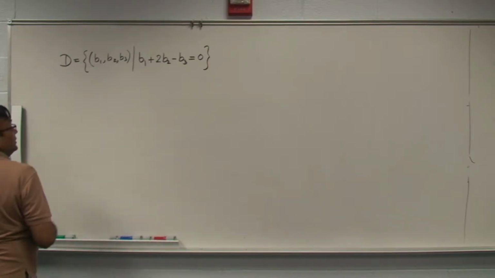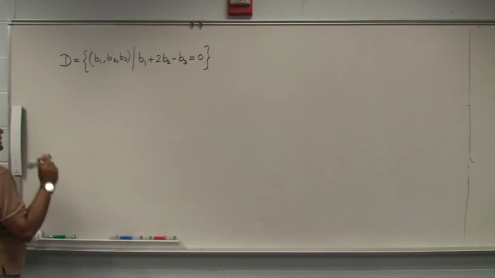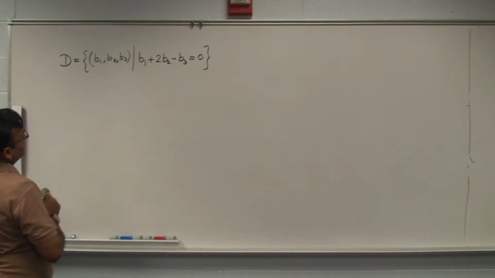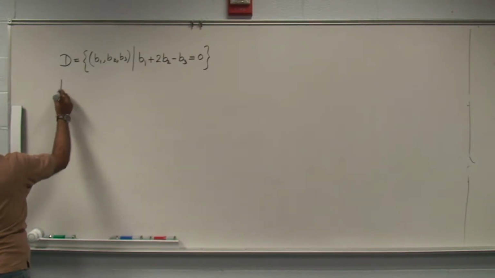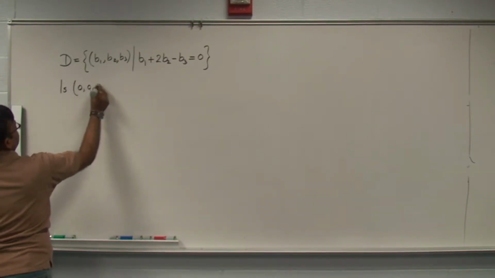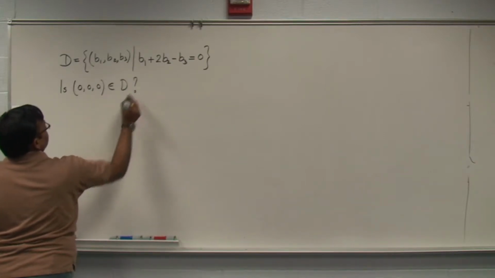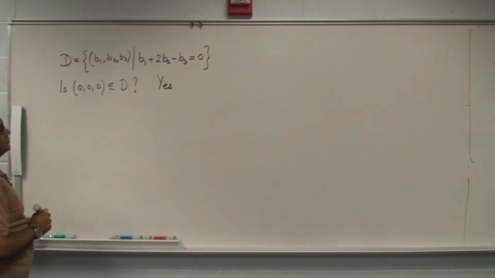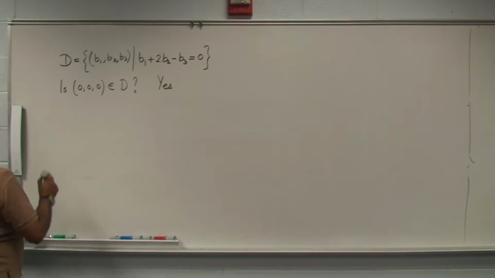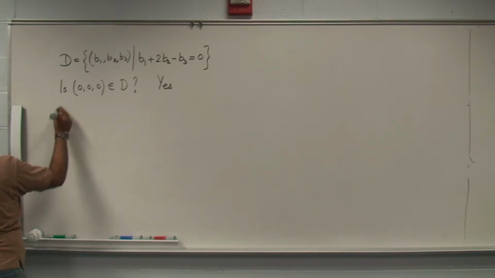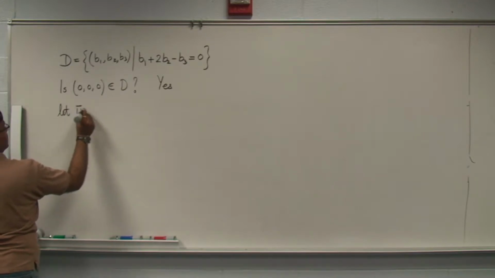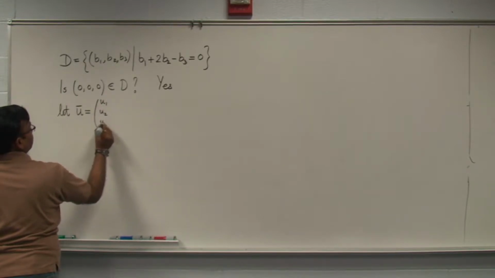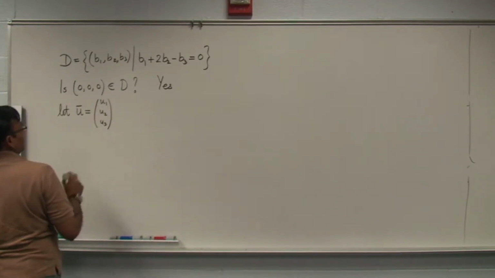Now, is this a subspace or not? I leave the basic things for you to check, whether it is empty or not. But let's see: is (0, 0, 0) inside D? The answer is yes, because if all the components are 0, this particular equation, b1 plus 2b2 minus b3 equal to 0, is satisfied. But how do we check closure? This is going to be a bit tedious, but this is the procedure to verify if something is a subspace, or at least for now it is a procedure.